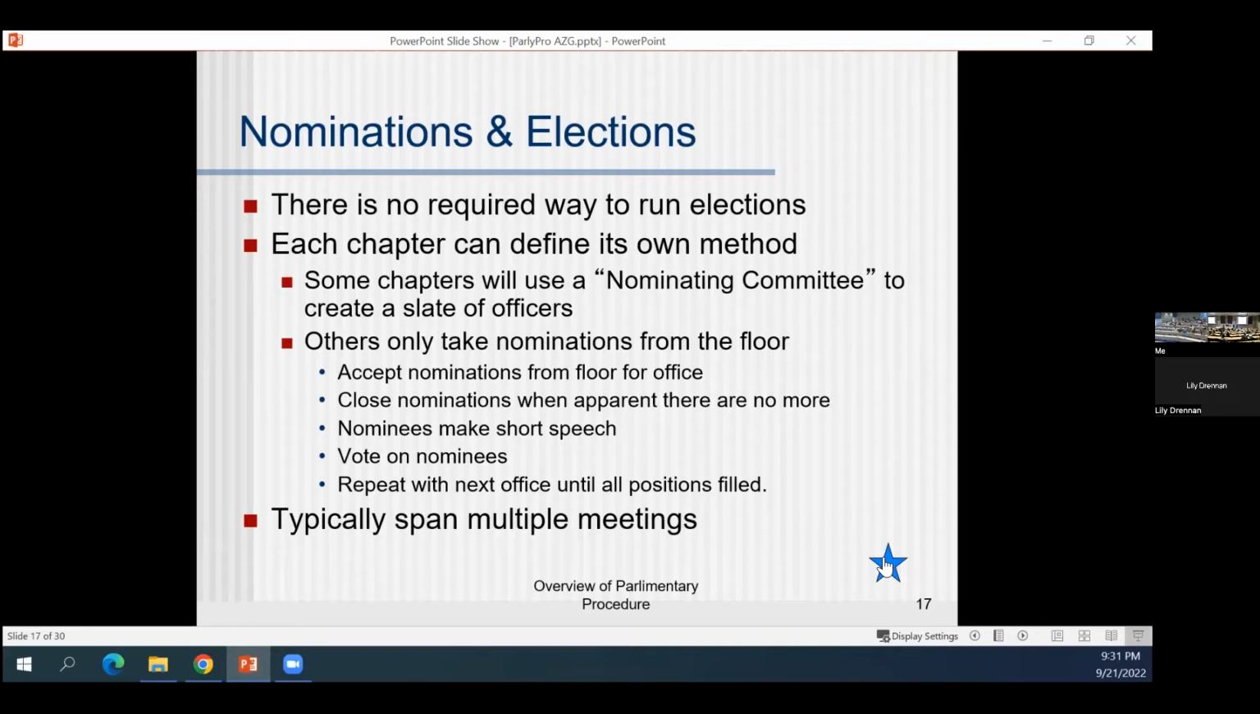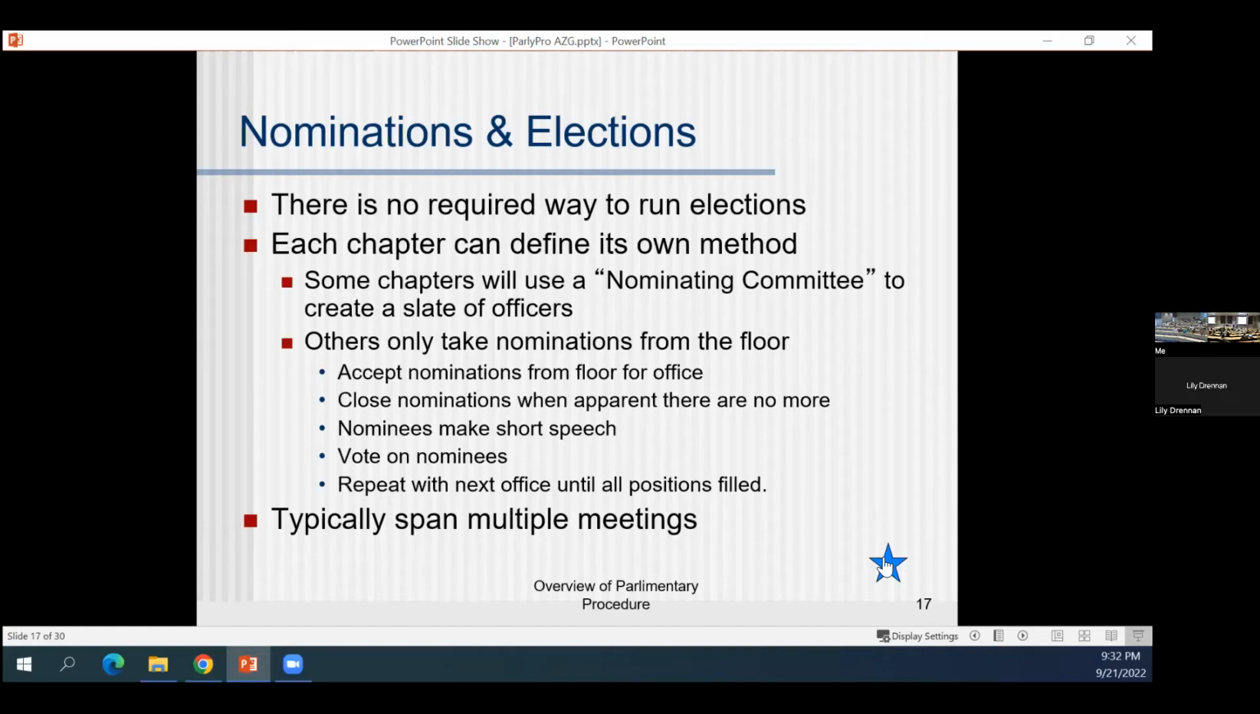You have nominations at one meeting, then the following week, you reopen nominations, so people who weren't there, or people who wanted to think about it a little bit more, people who wanted to go talk to someone and try and twist someone's arm to run for an office, can do that, and we can add more names to the list of nominations, and then we can move into the actual election process.